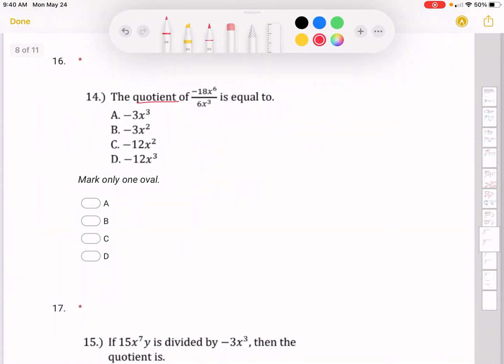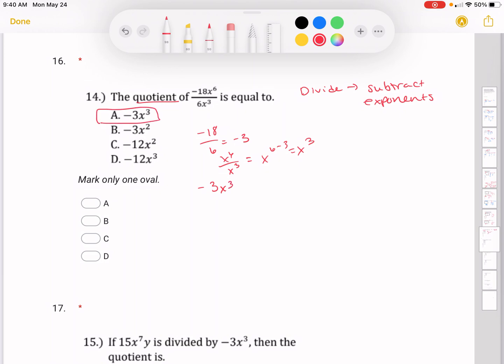This one wants the quotient, so we're dividing. When you divide, you subtract exponents. So negative 18 divided by 6 is negative 3. And then x to the 6 divided by x cubed, if you subtract the exponents, you get x cubed. So the answer would be negative 3x cubed.